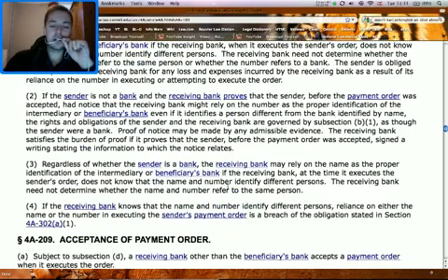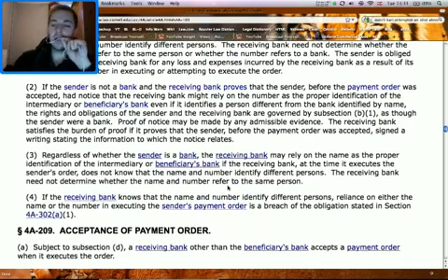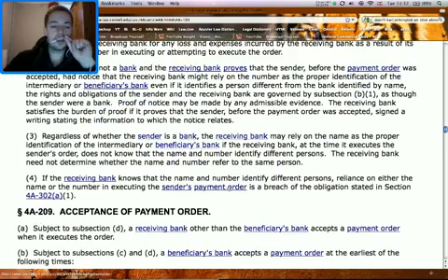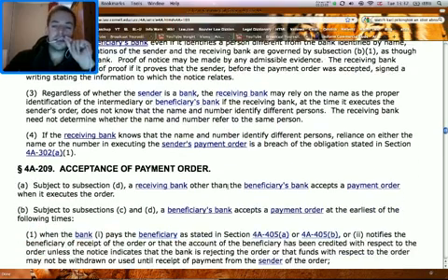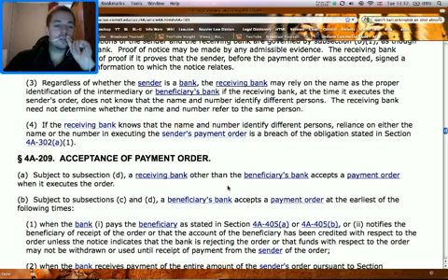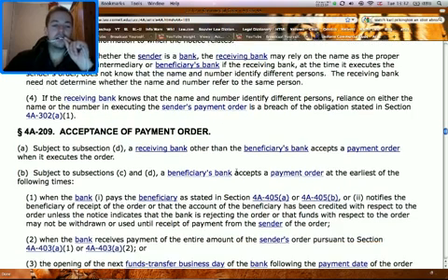Regardless of whether the sender is a bank, the receiving bank may rely on the name as the proper identification of the intermediary or beneficiary's bank if the receiving bank, at the time it executes the sender's order, does not know that the name and number identify different persons. The receiving bank need not determine whether the name and number refer to the same person. If the receiving bank knows that the name and number identify different persons, reliance on either name or number in executing the sender's payment order is a breach of the obligation stated in section 4A-302A1.